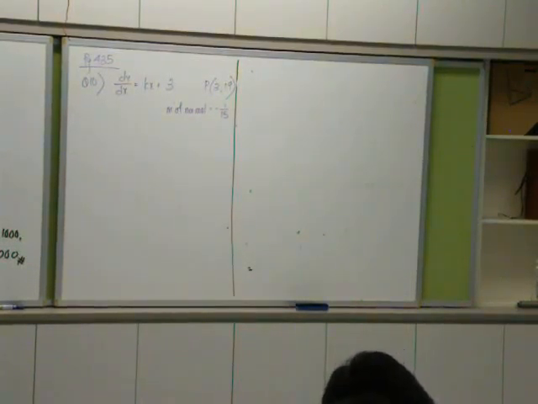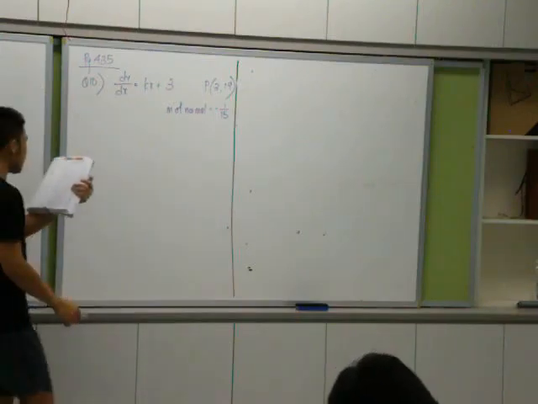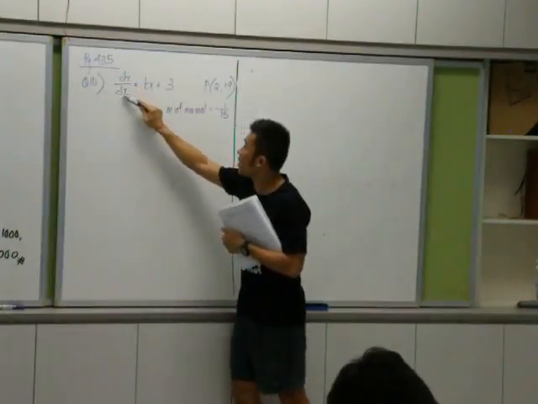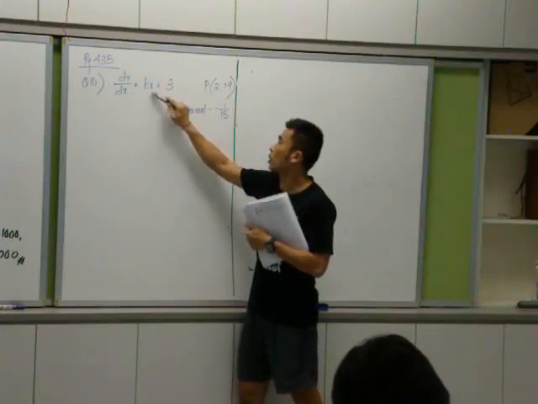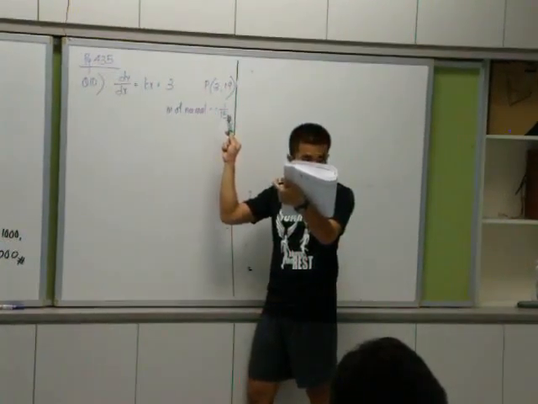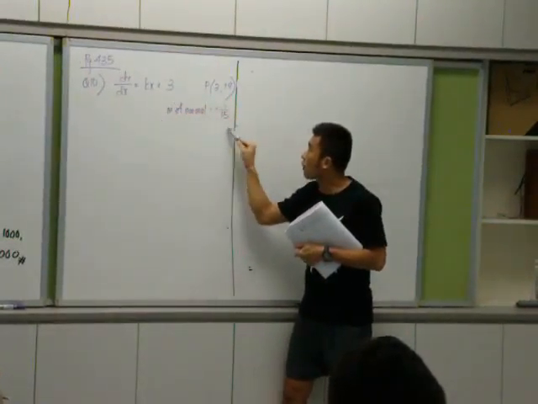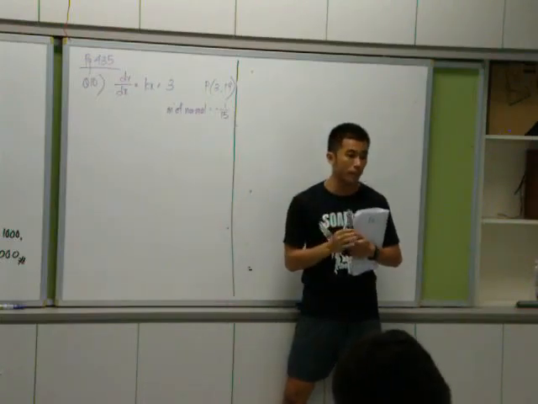Okay, look here. Question 10 is given. You are told that a curve is given with the gradient function dy/dx equal to kx plus 3. Am I right? There is a point P. The curve actually passes through the point P. The gradient of the normal is negative 1 over 15.